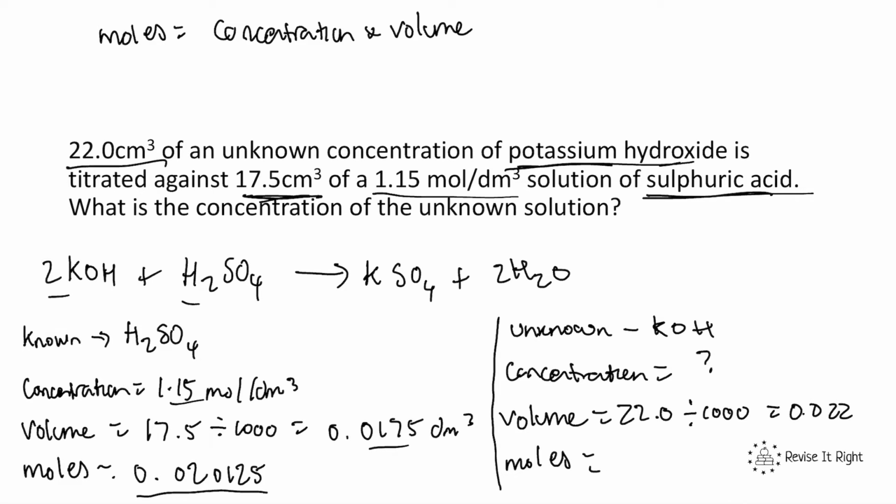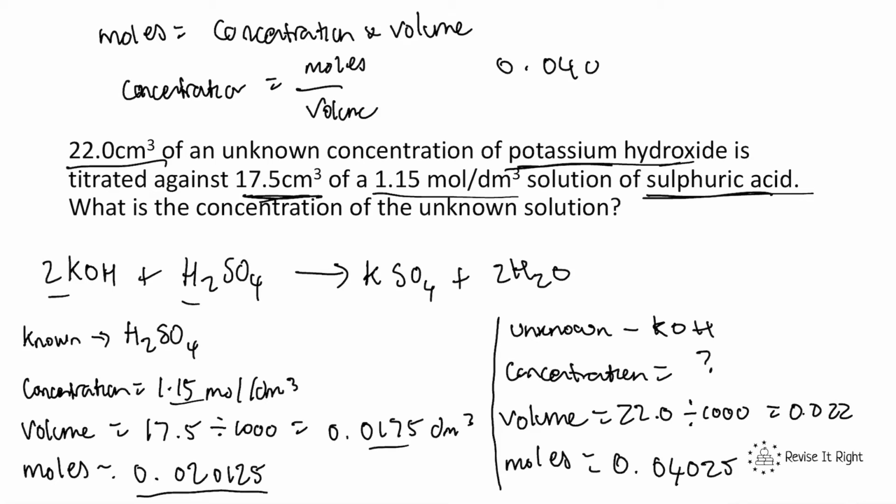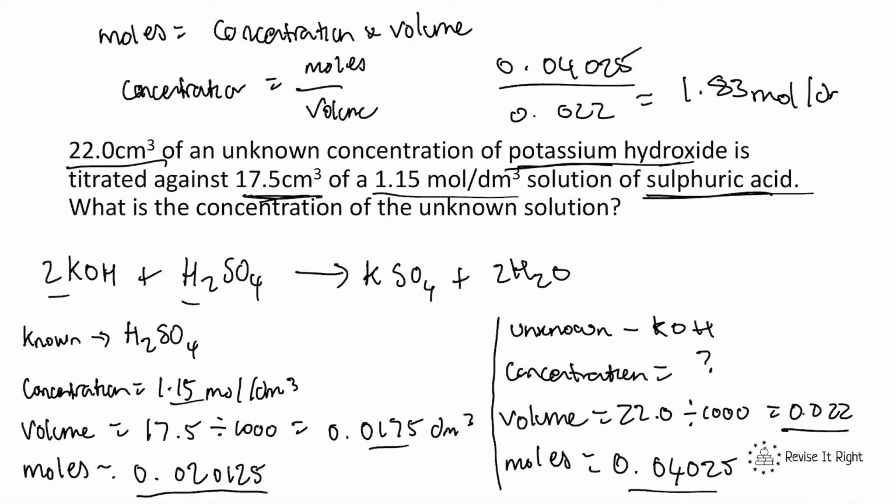0.020125 times 2 gives you 0.04025. Now once we've got that, we can use the equation from before. Concentration is equal to the moles divided by the volume. So concentration equals the moles, which is 0.04025, which we've just worked out, divided by the volume, which is 0.022, which we've got from here. We pop that into our calculator and we get 1.83, and the units are moles per decimeter cubed.